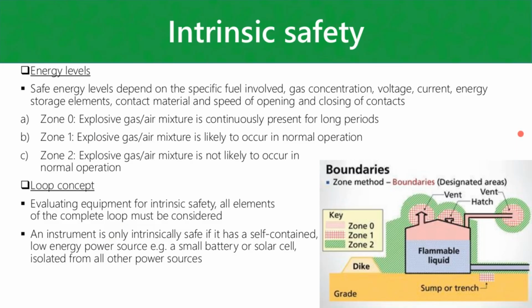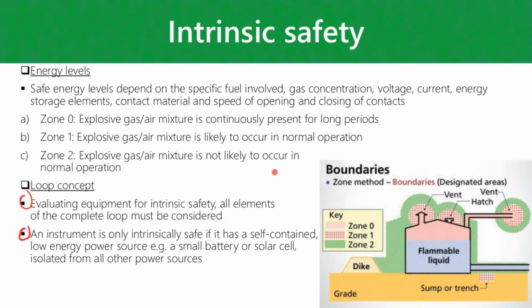The loop concept that we have here is that when evaluating equipment for intrinsic safety, all the elements of the complete loop must be considered. So basically everything from input to output and back. And an instrument can only be considered intrinsically safe if it has a self-contained low energy power source, something like a small battery or solar cell that is isolated from all other power sources.